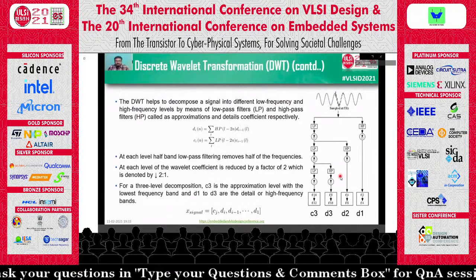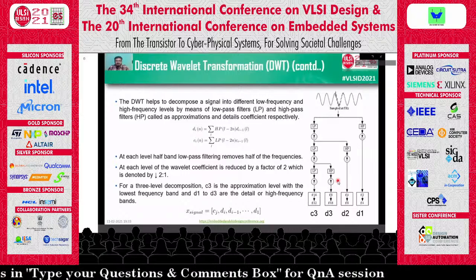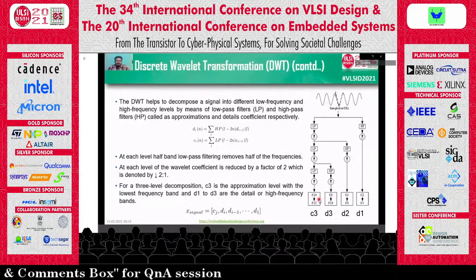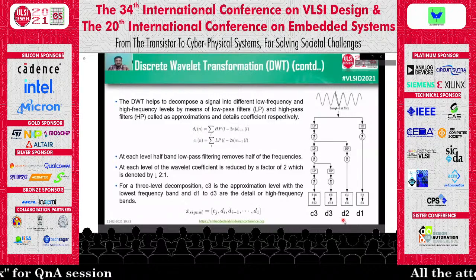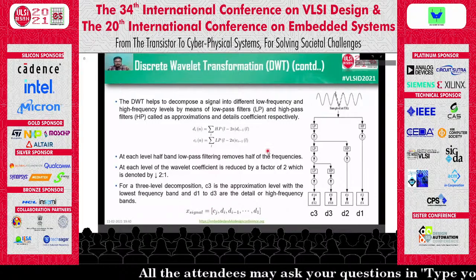At each level, a half band low pass filter removes half of the frequencies. At each level the wavelet coefficient is reduced by a factor of 2, which is demonstrated by a down arrow and 2:1. For a three-level decomposition, C3 is the approximation level with the lowest frequency band, and D1 to D3 are the detail or higher frequency bands. A generalized notion for the signal is given by the following set of coefficients.